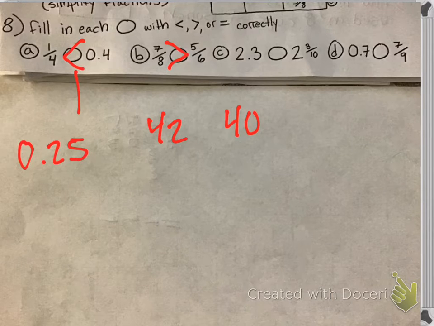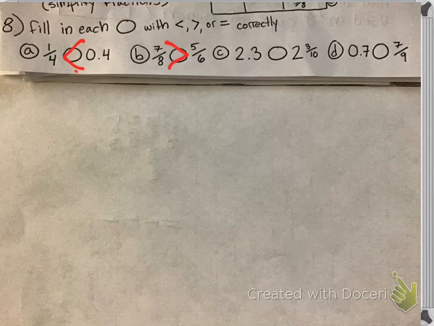Now, 2.3 and 2 3/10. We should know this. 2.3 is what as a fraction? Trey. 3 over 10. Yeah, 2 and 3 over 10. So which is bigger, 2 and 3 over 10 or 2 and 3 over 10? Exactly, they are equal.